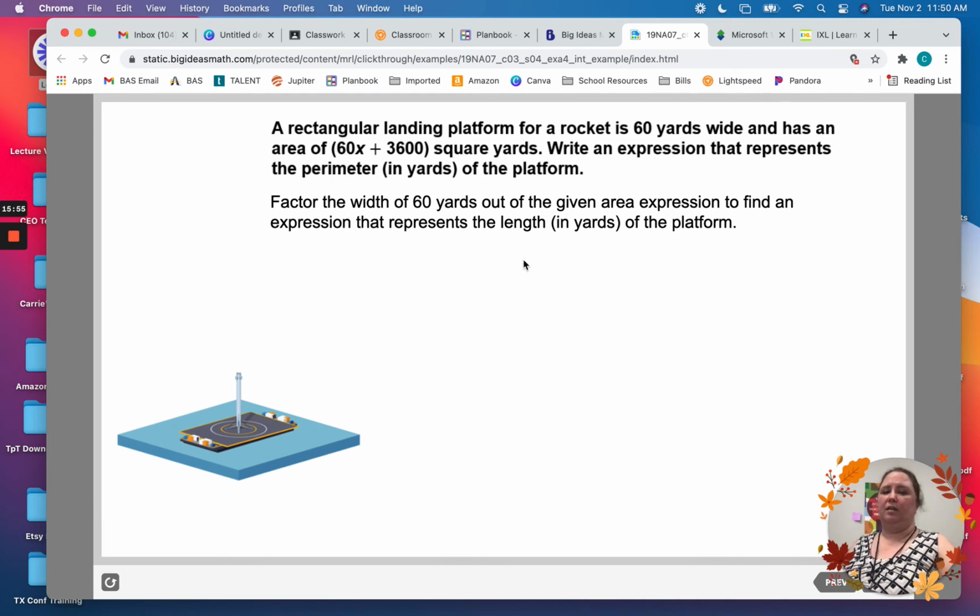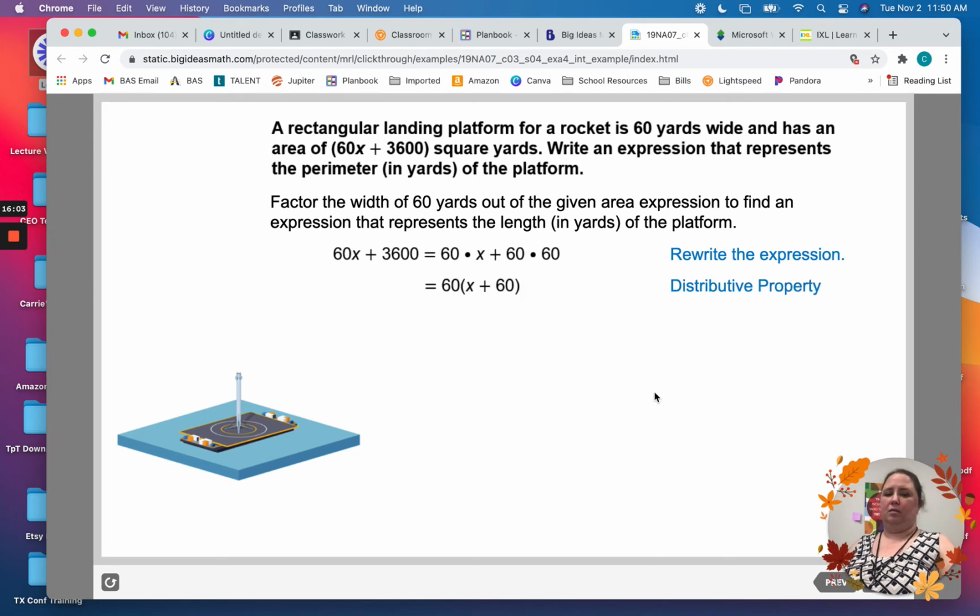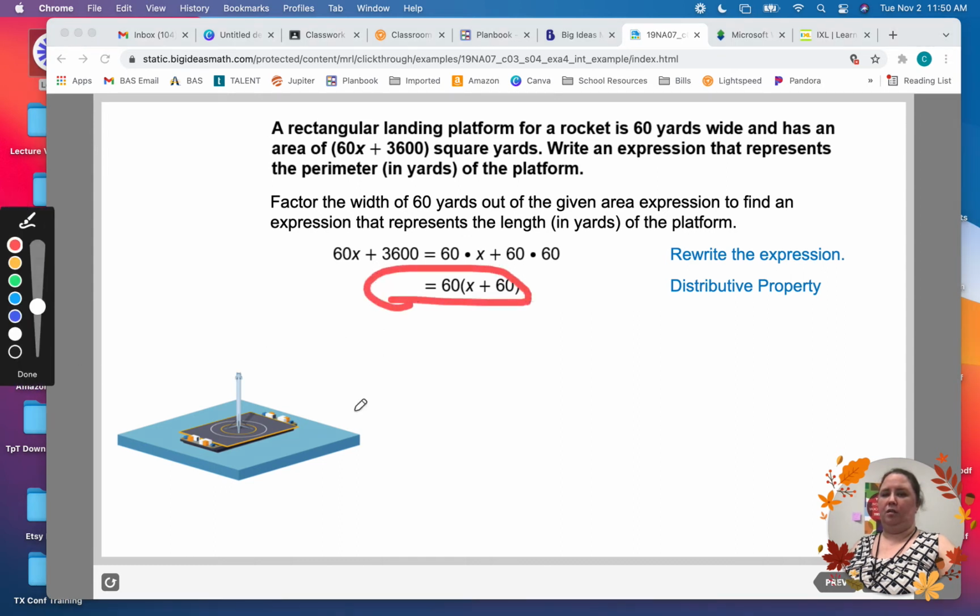Very good. So if I factor out 60 yards, don't look at their mess, do it my way. What is 60 divided by 60? 1. So then I have x. What is 3,600 divided by 60? 60. So then I factored out 60 and I'm left with x plus 60. That's the answer? So far, so good? Yeah.